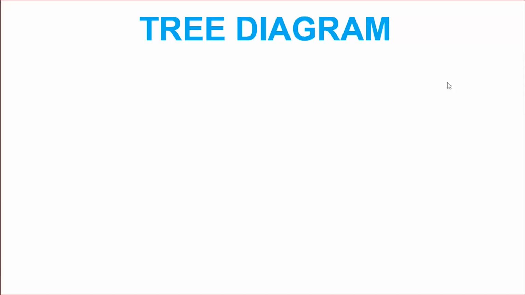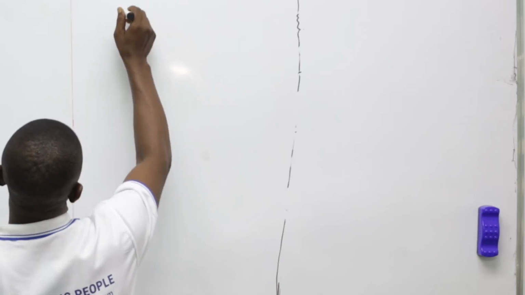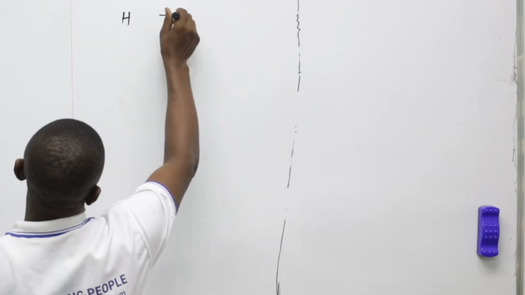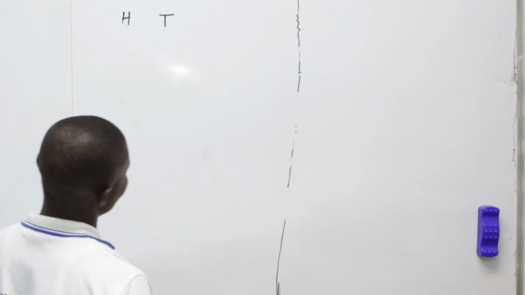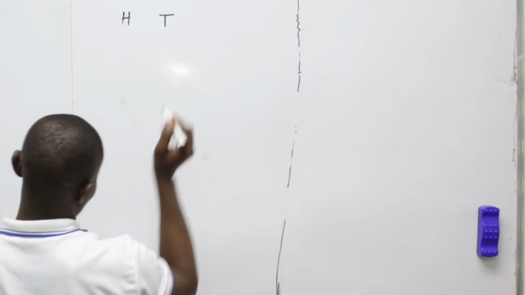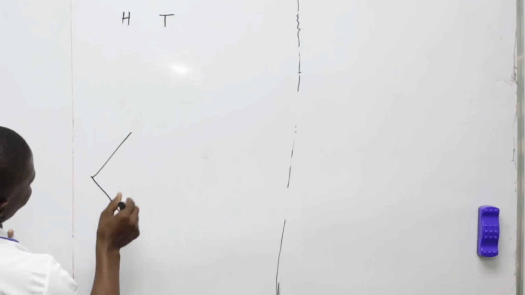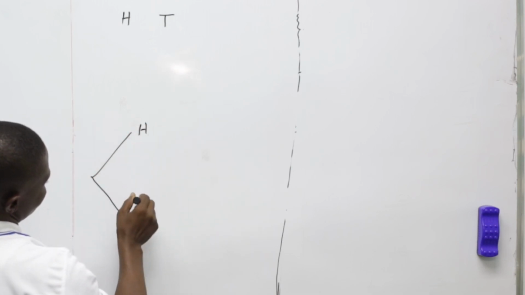For instance, if a coin is thrown twice, the tree diagram for it is going to be, we believe that a coin is always head and tail. You have the head, the tail. So if it's thrown twice, tree diagram 1, this is head, this is tail.